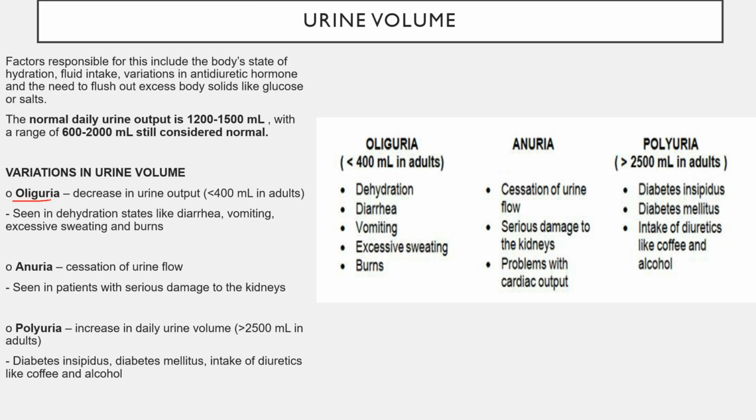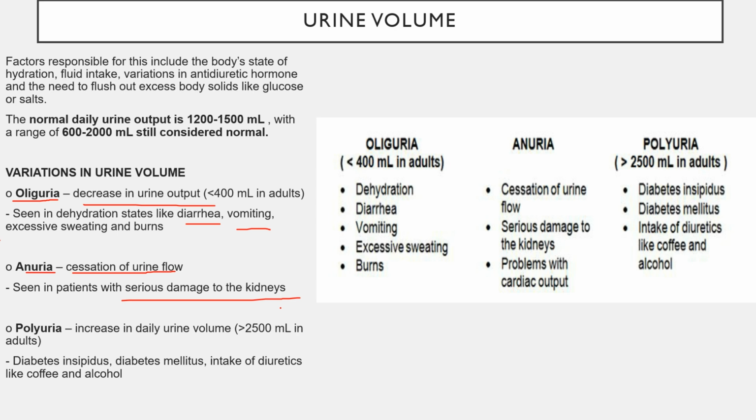The first one is oliguria, class. Oliguria refers to the decrease in urine output, usually less than 400 ml, seen in dehydration states like those suffering from diarrhea, vomiting, excessive sweating, and burns. Then we have your anuria. This is characterized by the cessation of urine flow. So as much as you want your urine to come out, walang lumalabas, class. This is anuria, seen in patients with serious damage to the kidney.